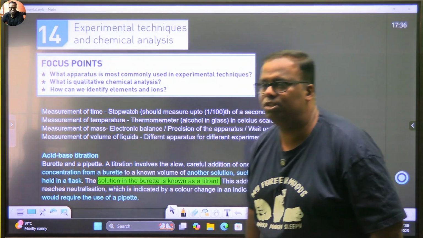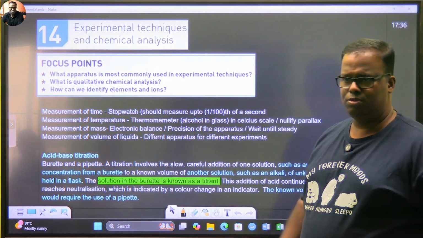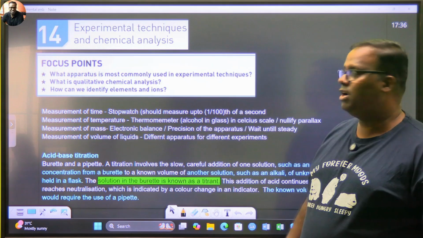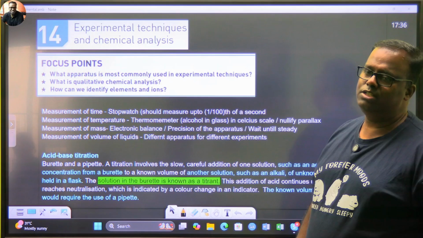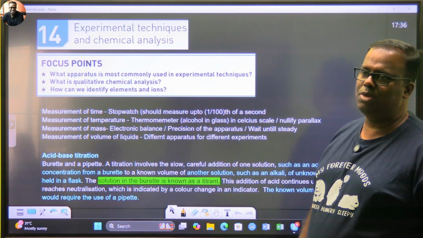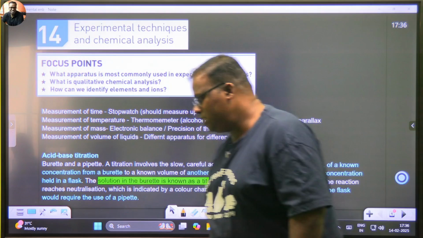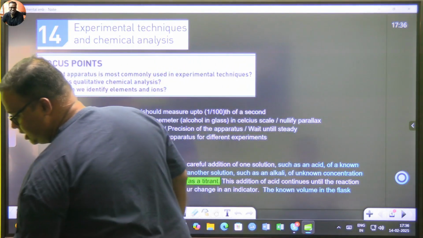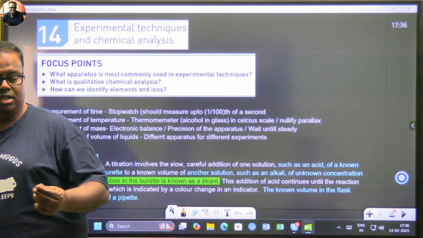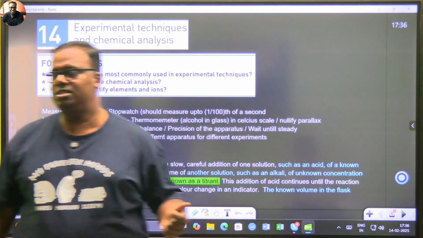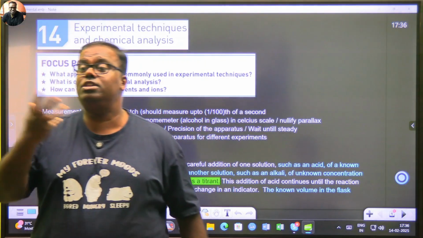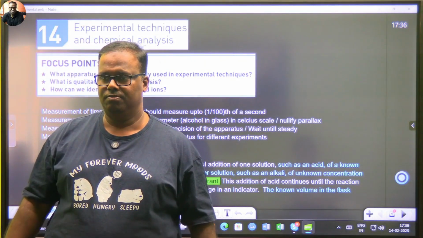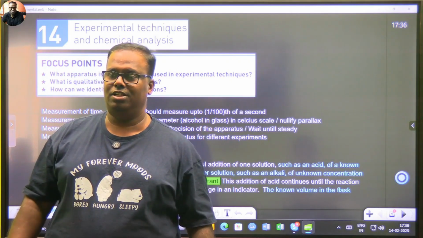Then comes measurement of mass. Reference on mass and weight. So for measurement of mass, we always use what is known as an electronic balance. Earlier days when electronic balances were not there, we used to use a manual balance. Here, they might ask you a question: what is the precision of an electronic balance? The precision of any measurement device means what is the lowest measurement that you can measure. It's not zero.